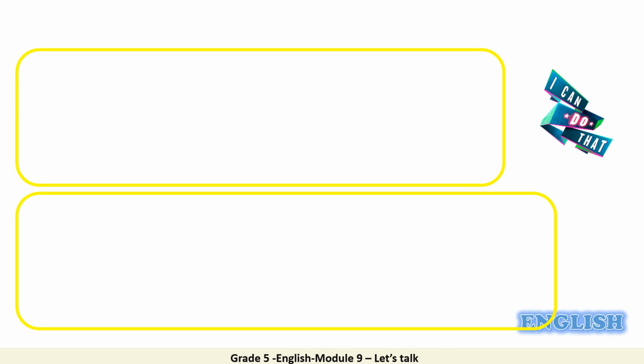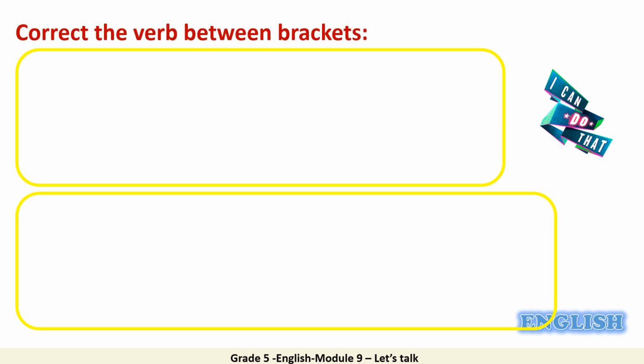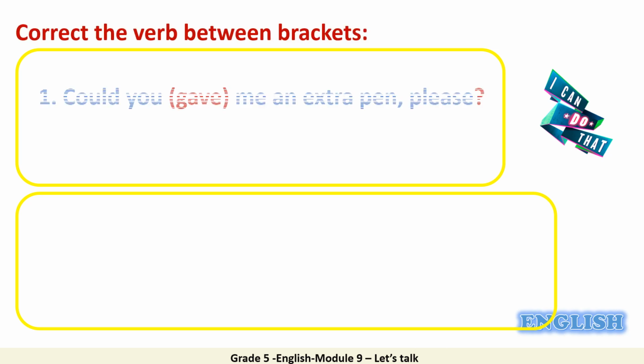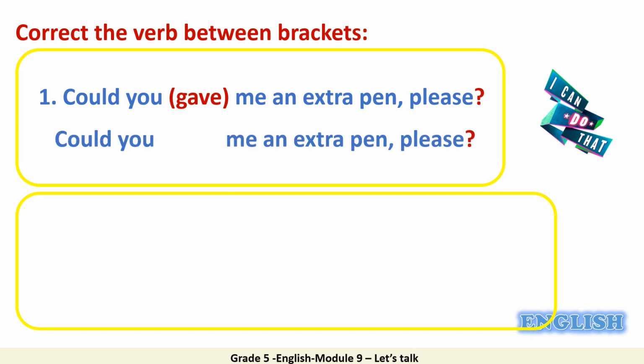Let's have some practice together. Correct the verb between brackets. Could you, give, me an extra pen, please? What do you think the answer is? Could you give me an extra pen, please? Excellent. We used the base form, verb number 1, after could.